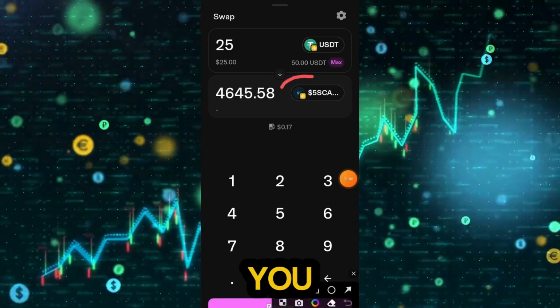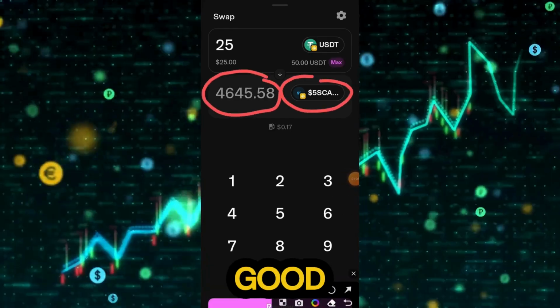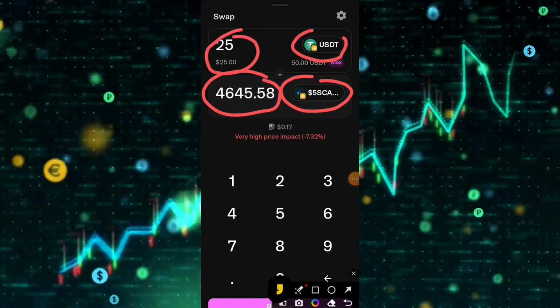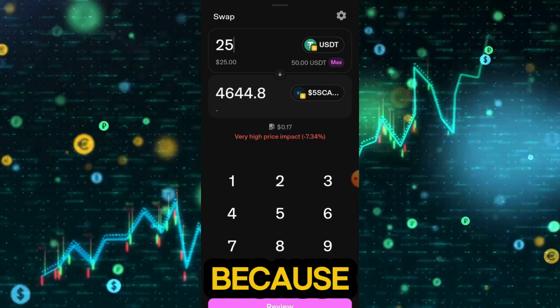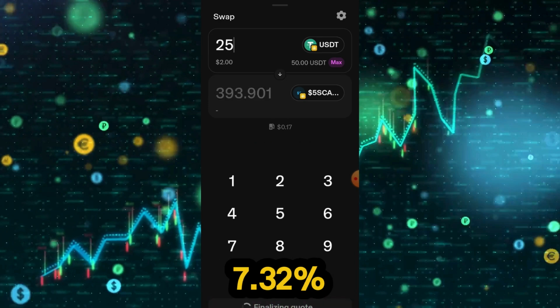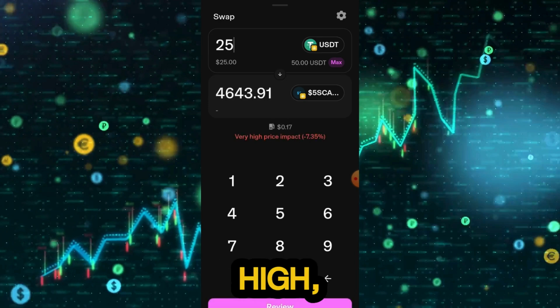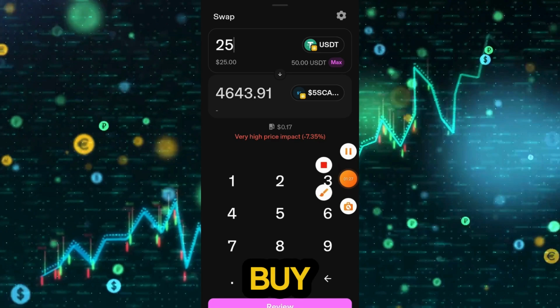I just want to show you guys how it is possible to make good profit even with a small capital, guys. So $25 worth of this token will give us 4,645 units of this token outside fees. But because of the liquidity of this token, I'll be paying a fee of 7.32%. That's quite high. So what I'll do is to buy in very small bits.